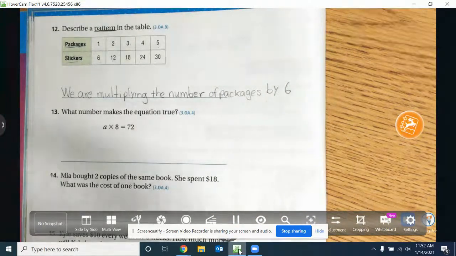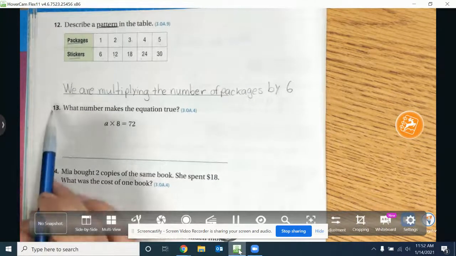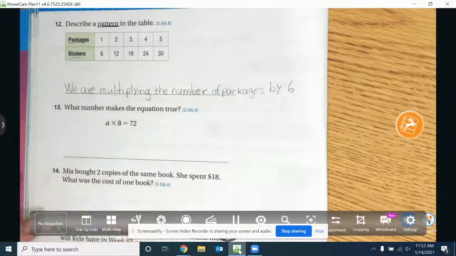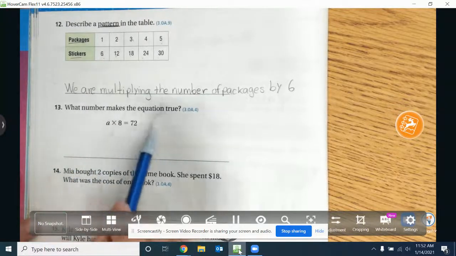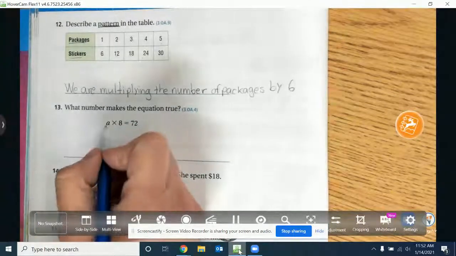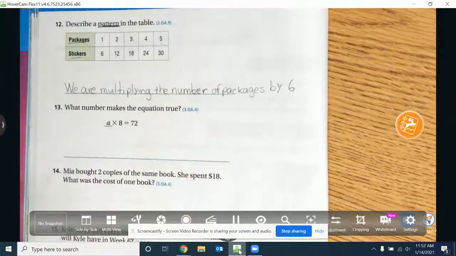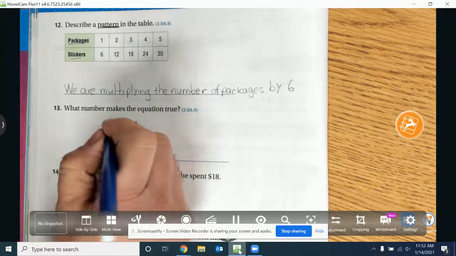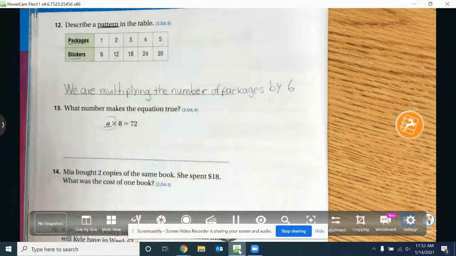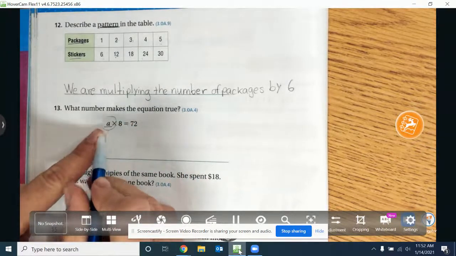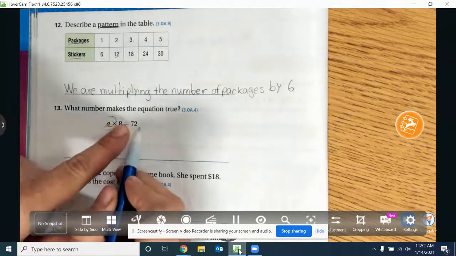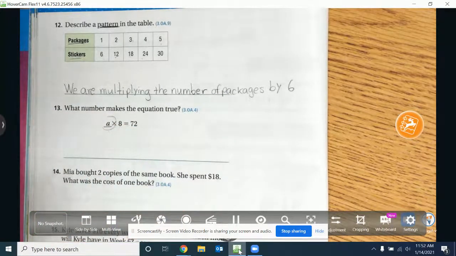Okay, remember this is a video. You can pause it at any time. Number 13. What number makes the equation true? A times 8 equals 72. Again, we're trying to figure out what number multiplied by 8 will give us 72.